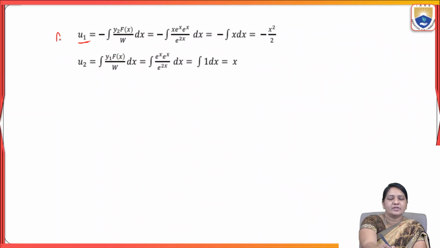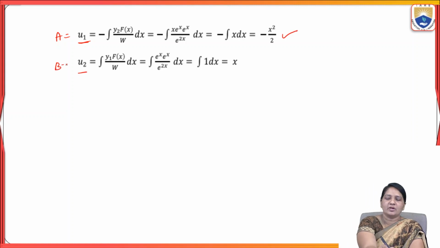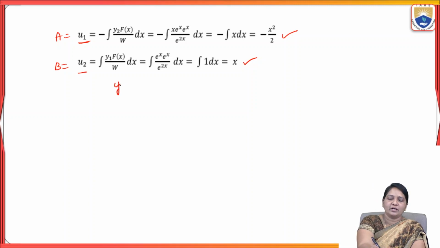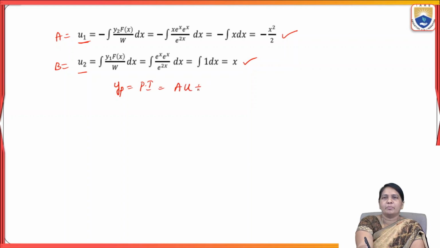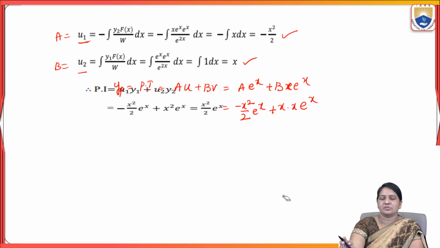So u1 value, otherwise a value, is minus x squared by 2, and u2 value, otherwise b value, is x. So after getting the a and b values, we can write the particular integral yp equal to a into u plus b into v. So a into u value is e power x plus b into v value is x into e power x. So here what is the a value? Minus x square by 2 into e power x plus what is the b value? X into x into e power x. That is only we can observe here.